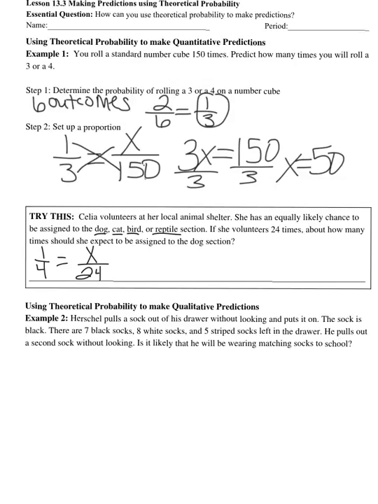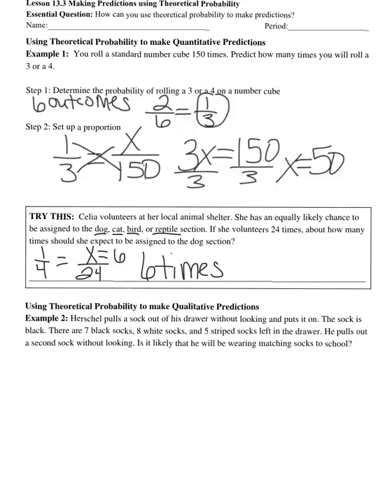So I can look at this and know, oh, x is equal to 6. Or I can cross multiply and set up an equation just like I did in example 1. So she should expect to be assigned to the dog section 6 times if she were to volunteer 24 times total.